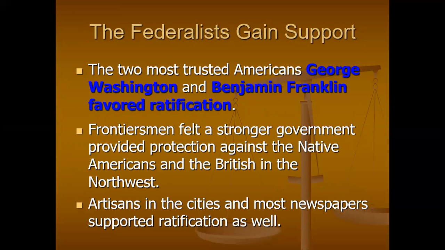Now, the two most trusted Americans at this time, George Washington and Benjamin Franklin, were in favor of ratification. They wanted the Constitution. Frontiersmen also had a strong tie for wanting a strong government because, hey, we're out on the frontier. States don't have the means to come and help us if we need it, but a strong central government that can pool resources from all over the country might be able to do something if we need help. And of course, the cities are going to be in major support of the Constitution as well.